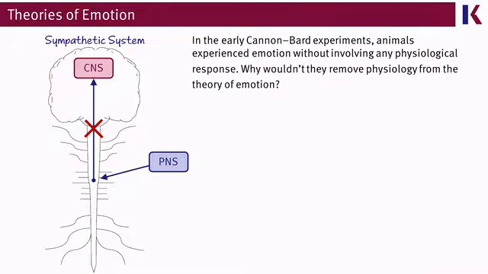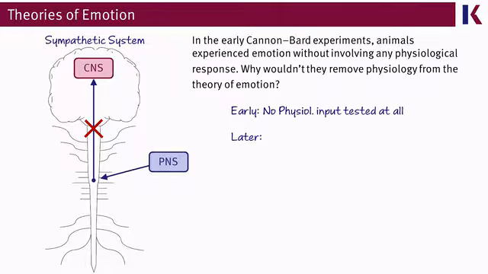Now that we've taken a look at why Cannon-Bard theory would remove physiological response as a required, necessary precursor to emotional response, we have to consider why they would want to include physiology in their model at all. As we saw in the original scenario, there were two different sets of experiments run by Cannon and Bard. In the early experiments, which we just reviewed, the peripheral nervous system was completely removed from animals. In other words, they just didn't have a PNS to generate responses. The viscera were completely cut out.